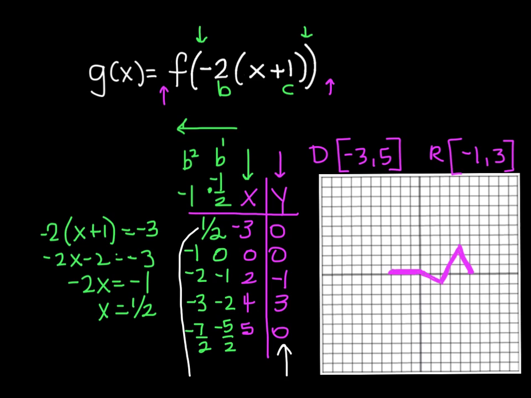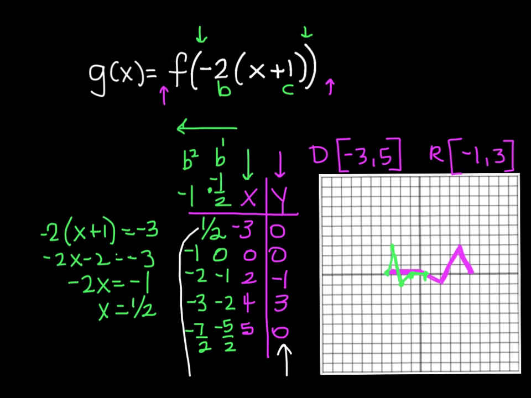So I'm going to graph 1/2, 0. I'm going to graph -1, 0. I'm going to graph -2, -1. I'm going to graph -3, 3. And graph -3.5, 0. And I end up, wow, what happened to that? It looked like it got squished and moved to the left.